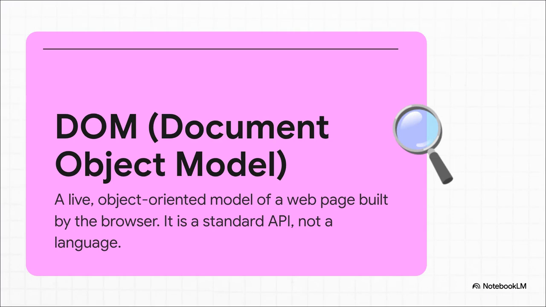Let's just break that name down because it tells you everything. Document, well, that's just the HTML document we started with. Object, now this is the crucial part. The browser turns every single piece of that document, every heading, every paragraph, every little button, into its own controllable object. And model just means it arranges all these new objects into a logical tree-like structure. And here's the kicker. The DOM isn't a language. It's a standard, an API. It's like a rule book that tells other languages how to talk to this living model.